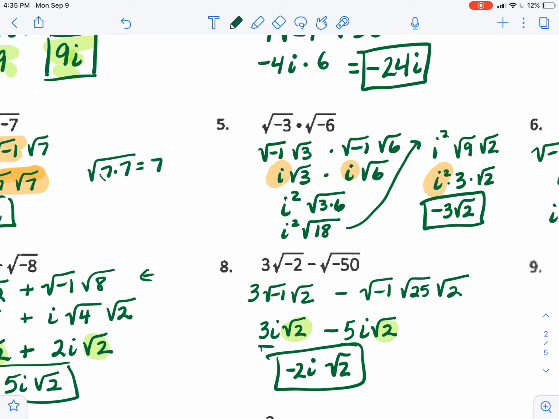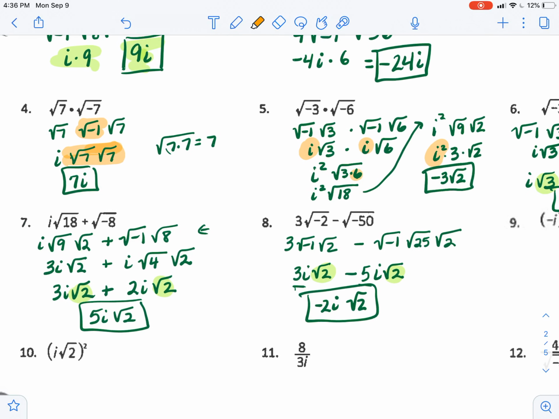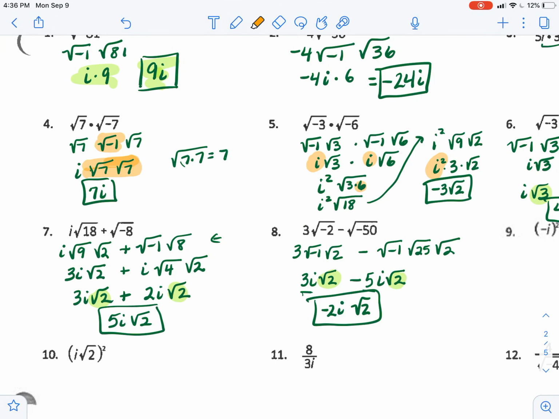Now, some of you might say, well, why didn't you just simplify here? And I definitely could have done that, and I could do that for you if you needed me to, but I don't want to confuse anybody, so hopefully that makes sense. Okay, I'm going to stop right there, and you're going to practice again some of those.